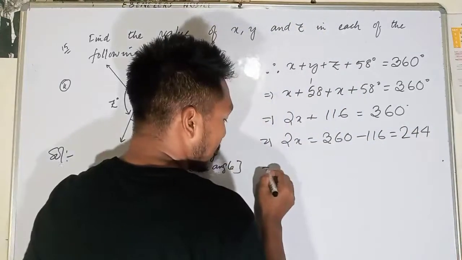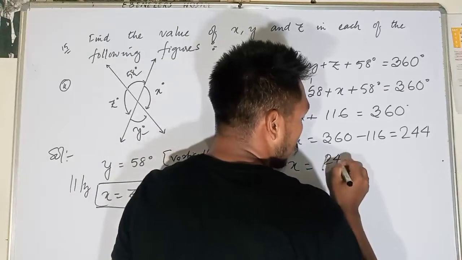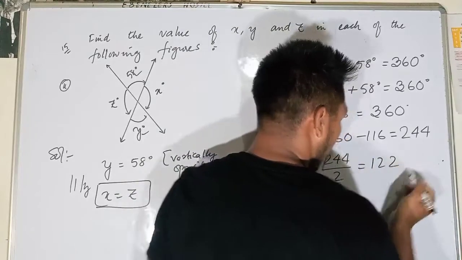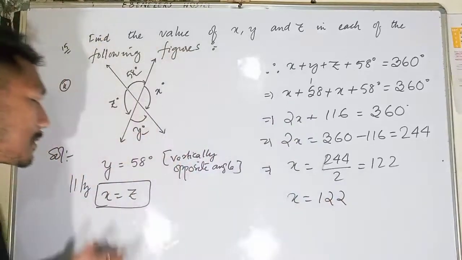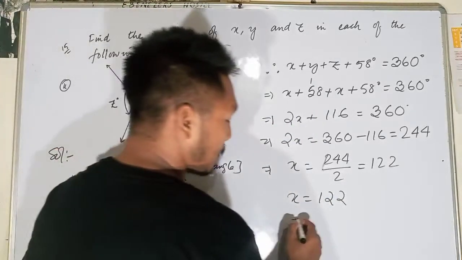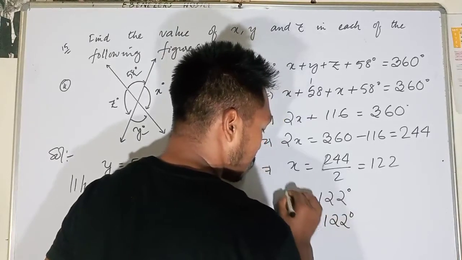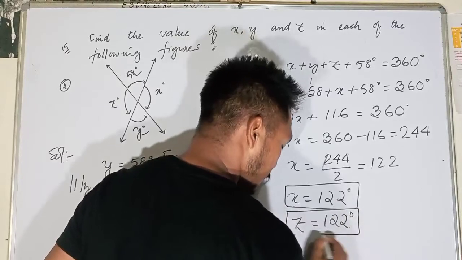So what is our angle X? Angle X is equal to 244 divided by 2. 2 ones are 2, 2 twos are 4, 2 twos are 4. So angle X is 122. If angle X is 122 degrees, angle Z also will become 122 degrees because they are equal to each other. So you have to put this degree sign. Don't forget to put this degree sign.